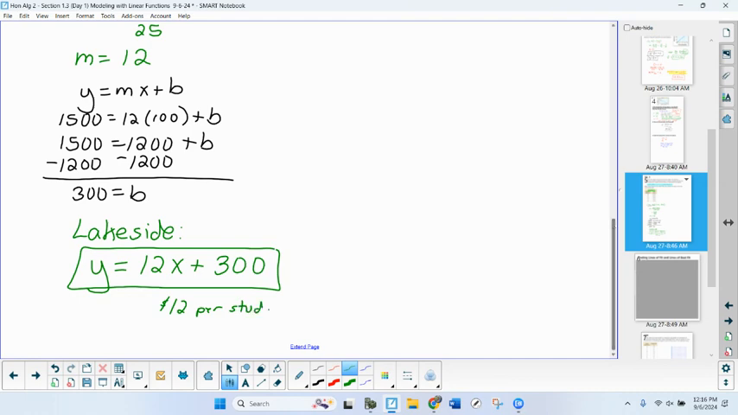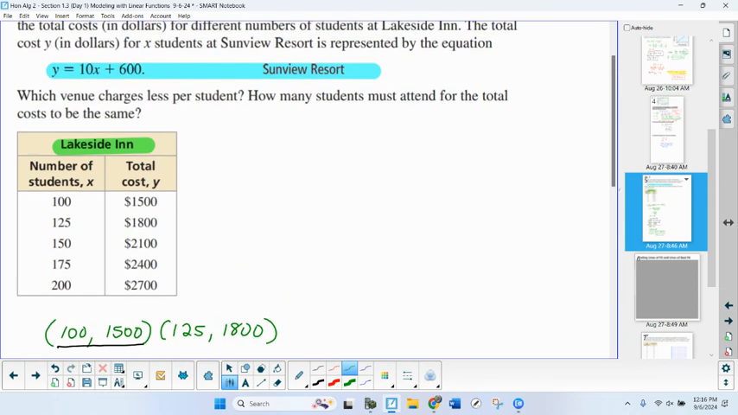Okay. How much does Sunview charge? Sunview charges 10 per student. Do you guys see? Because it's 10x. So who charges less per student? Sunview. So Sunview charges less per student.